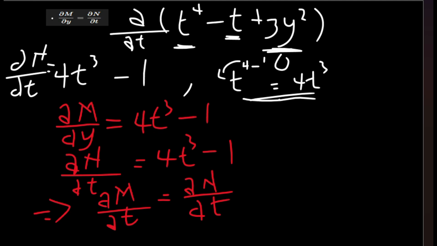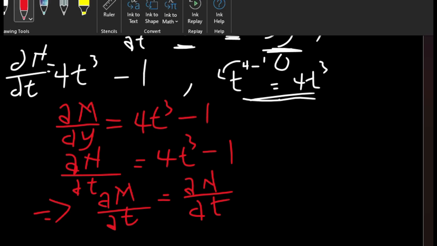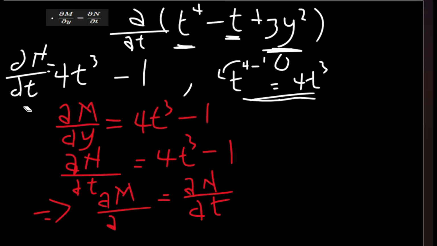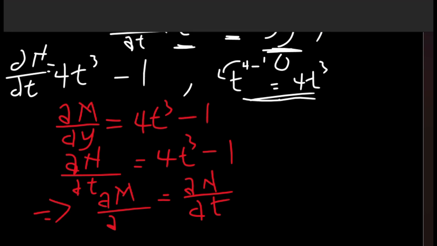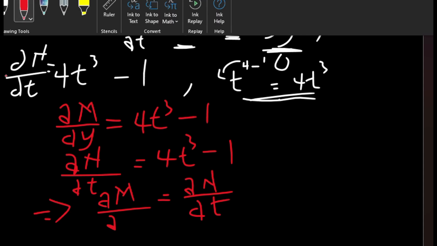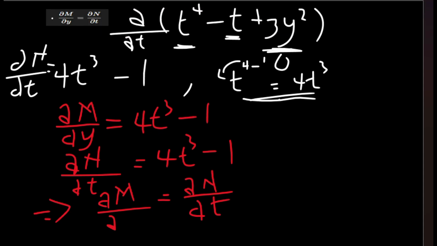Let's correct this part. It's supposed to be del M over del y. This was with respect to y, so let's correct that. At this point we can see that the equation is exact.